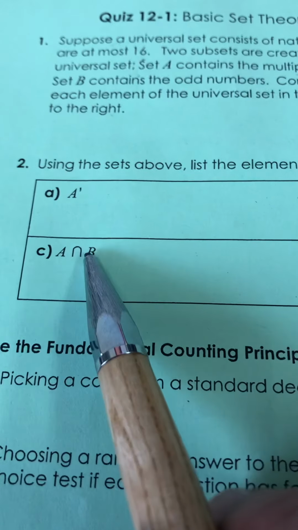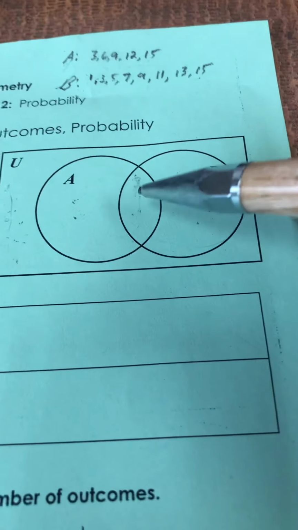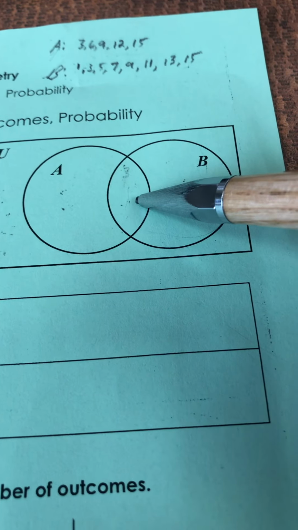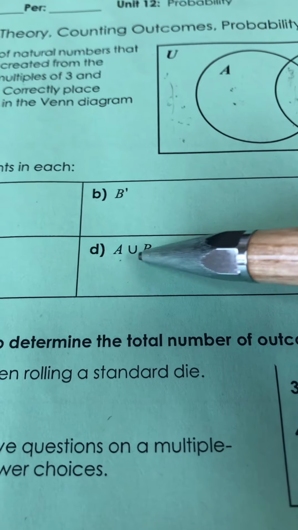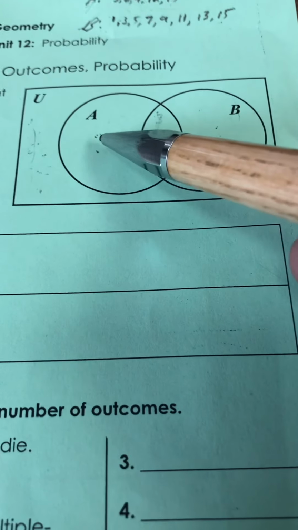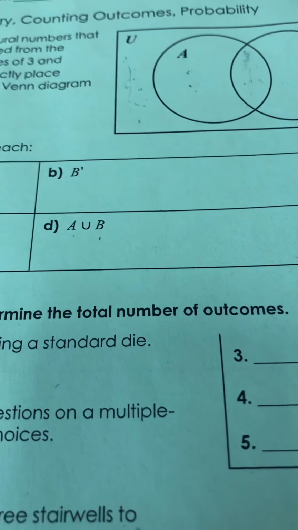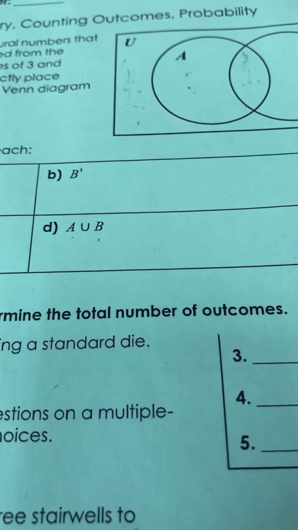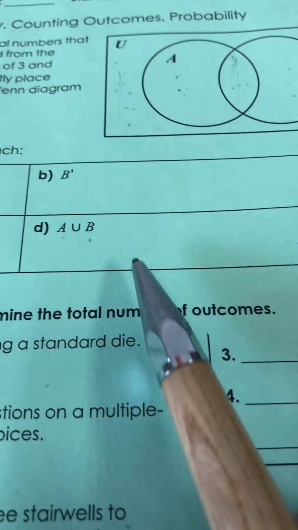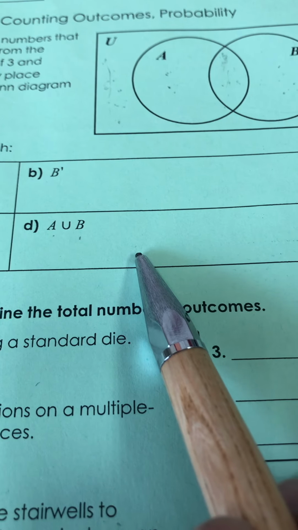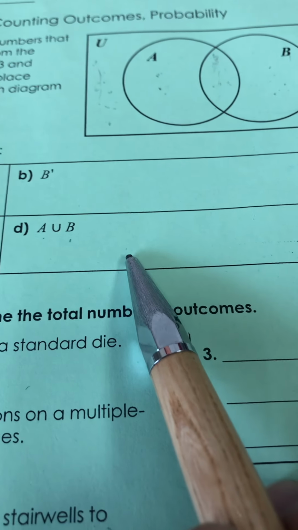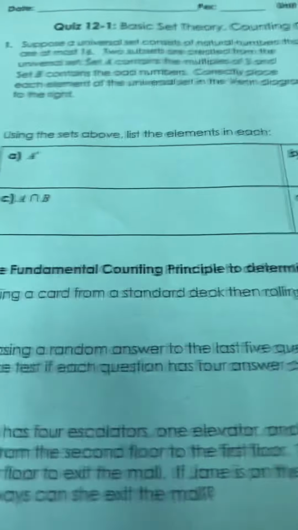You have the intersection of A and B. The intersection of A and B is what you have here in the middle. The union of A and B is going to be all the numbers that you have in A and B both. Do not list numbers twice. You're just going to go through from least to greatest. Okay. Number 3.